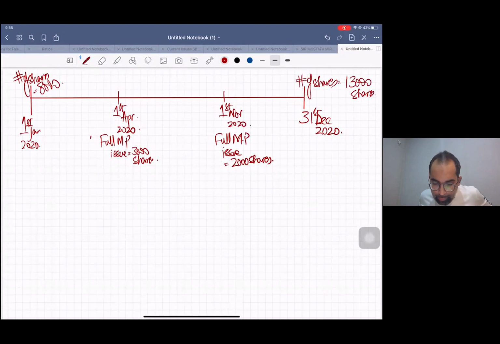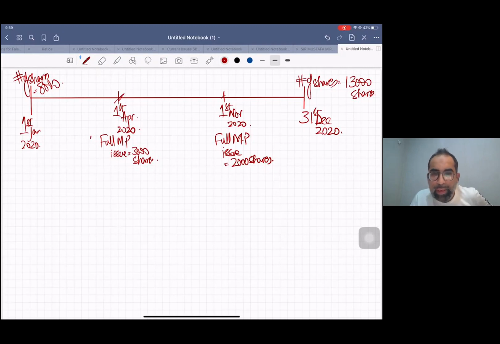Okay, so this is the accounting period: 1st January 2020 to 31st December 2020. At the beginning of the year, the number of shares were 8,000. And there are two full market price issues in this year. On 1st April 2020, there is a first full market price issue of 3,000 shares. On 1st November 2020, there is a second full market price issue of 2,000 shares.